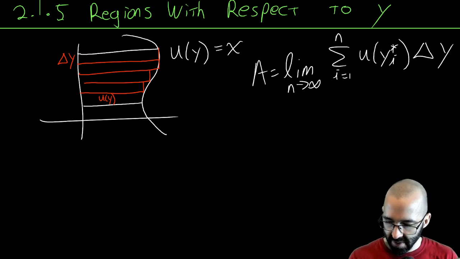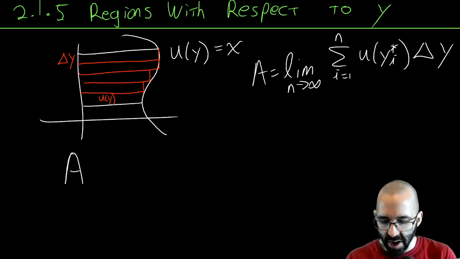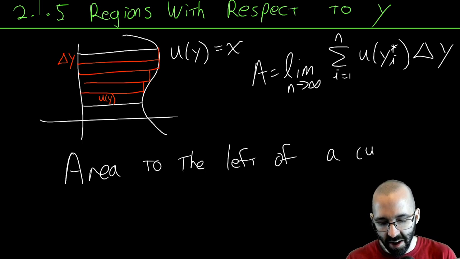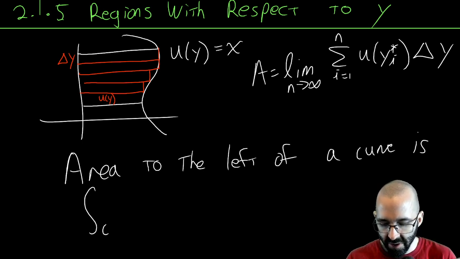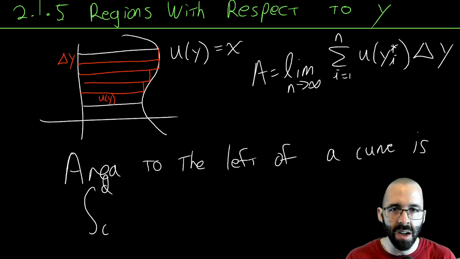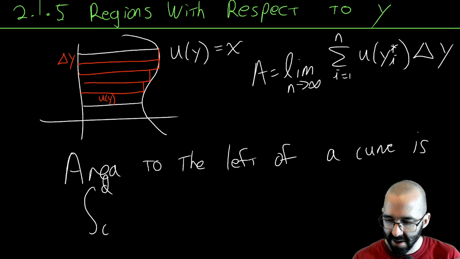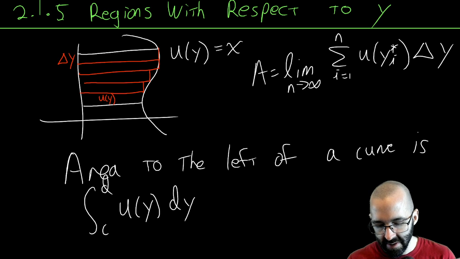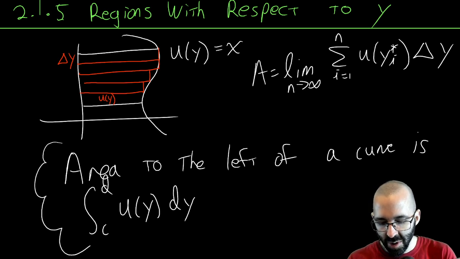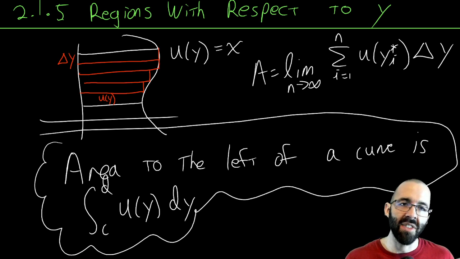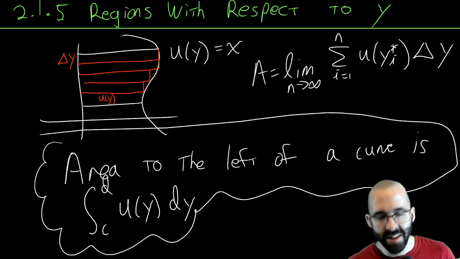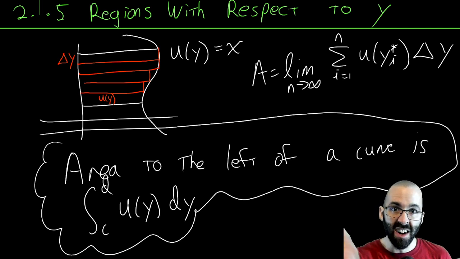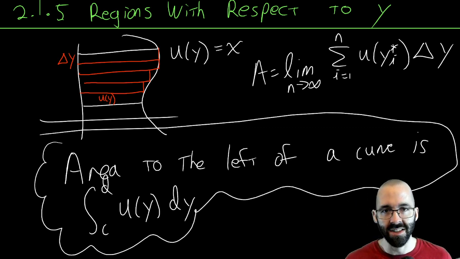So this area to the left of a curve is the integral from c to d. You could use a and b, but convention is to say c and d, of that function with respect to y, dy. And that's what we're going to be using in this video. Because, of course, if the area to the left of a curve is this integral, then the area between two curves horizontally is just subtracting the areas.